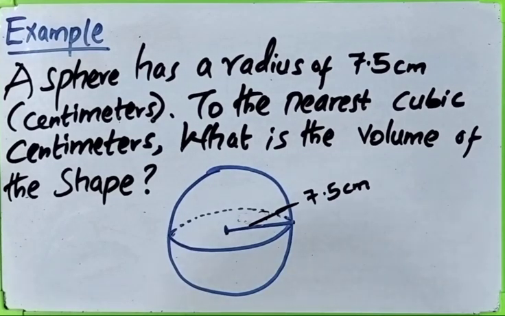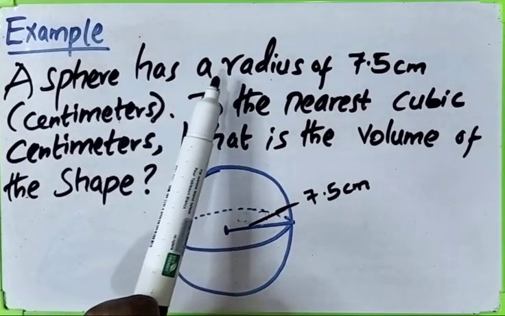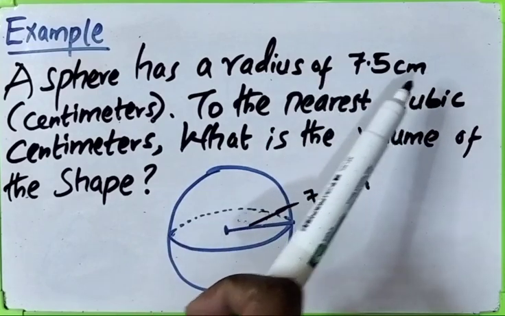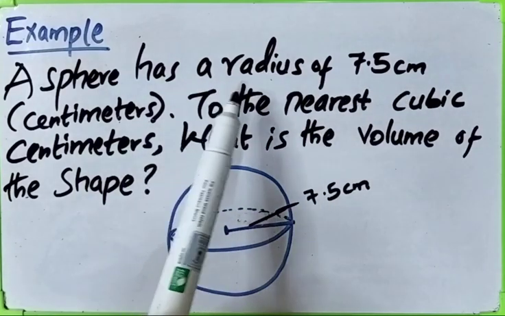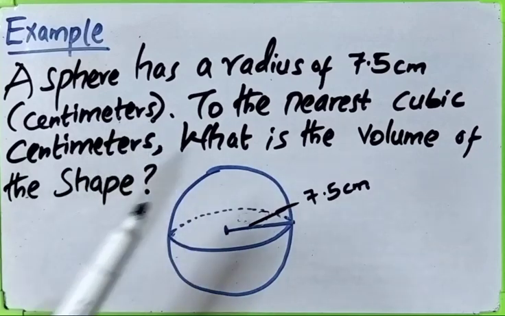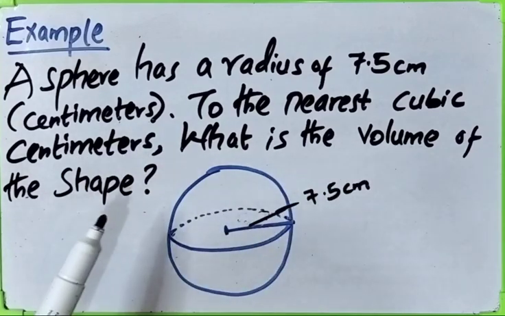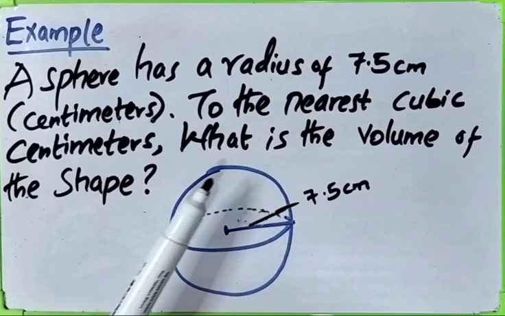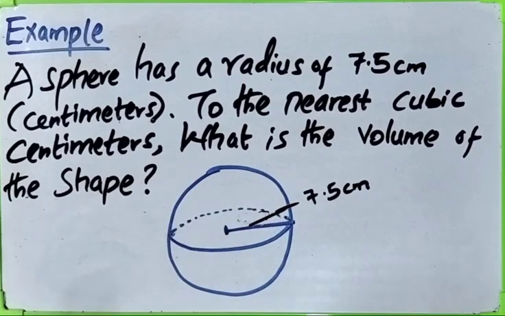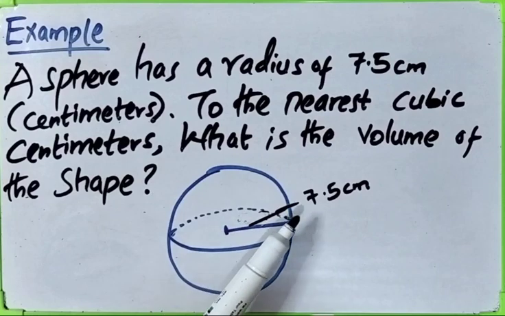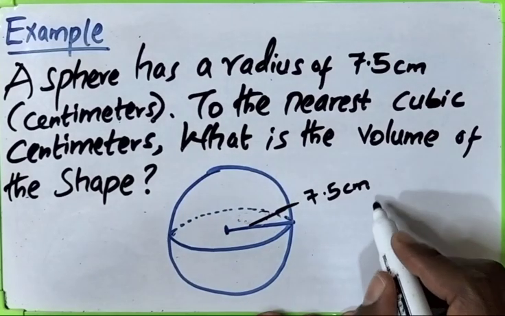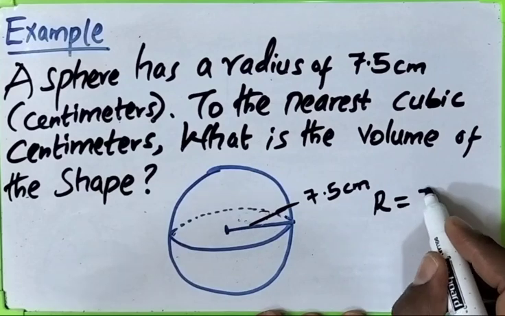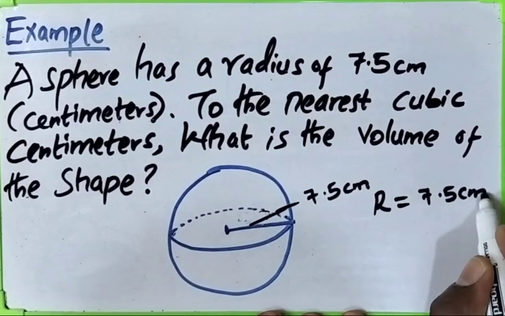So the example: a sphere has a radius of 7.5 centimeters. To the nearest cubic centimeter, what is the volume of the shape? Then I have drawn for you that shape here. That is a sphere. It is a 3D or three-dimensional shape. And of course, the radius can be seen from the center of that sphere, which is 7.5. So the radius r is 7.5 centimeters.